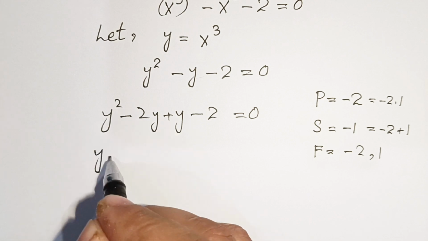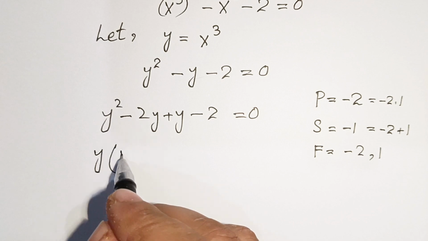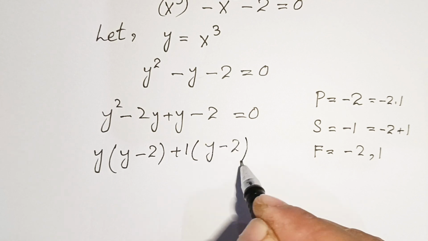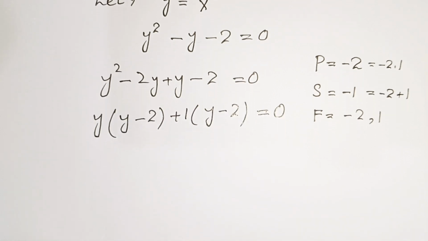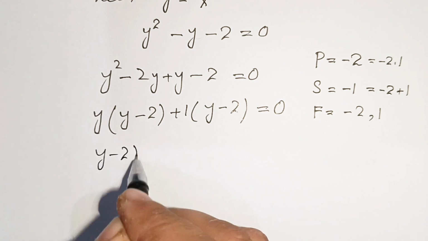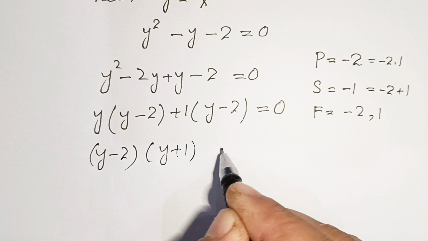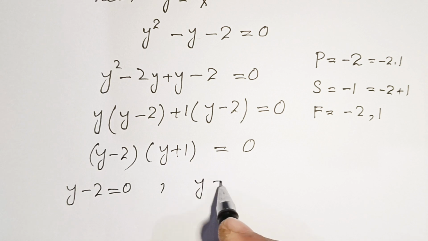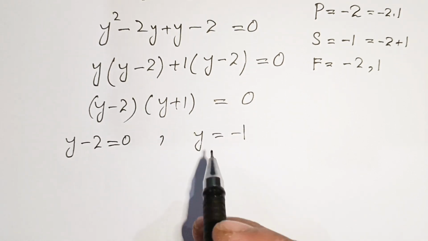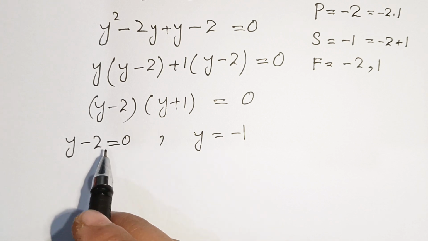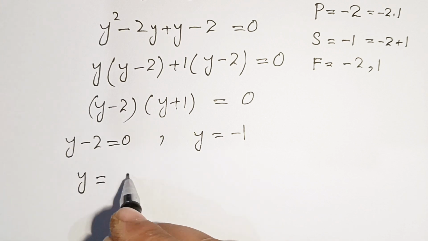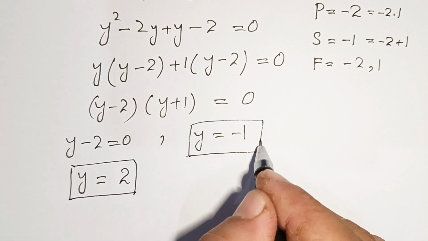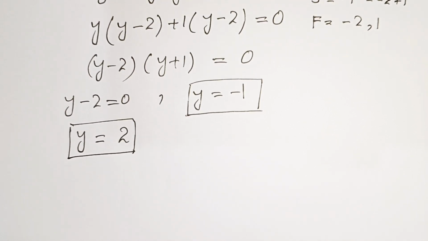Here y is taken common from the first pair, so we have y minus 2. Here plus 1 is taken common, and inside the bracket we have y minus 2, which is equal to 0. Now our common factor is y minus 2 and the other one is y plus 1. These are two factors here. So y minus 2 is equal to 0, and y plus 1 is equal to 0. Here we get the first value, that is y equal to minus 1, and the other one is y equal to 2.